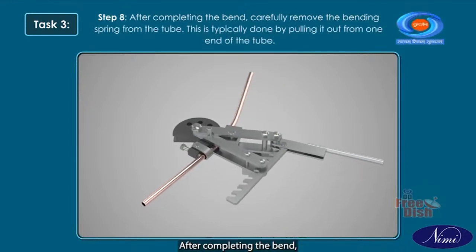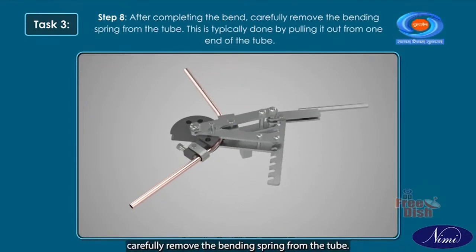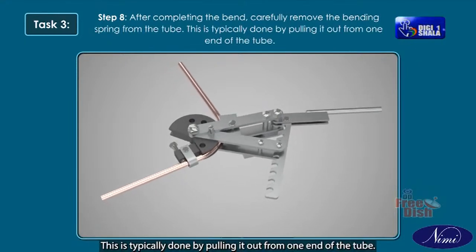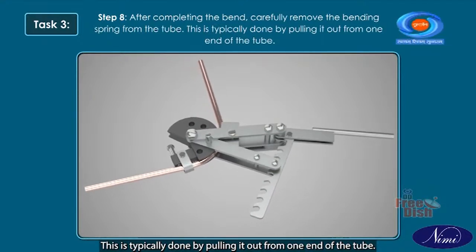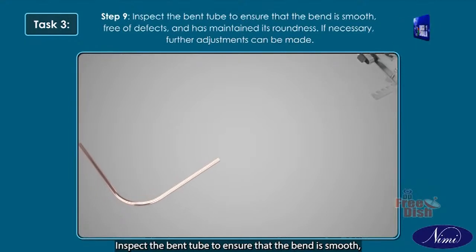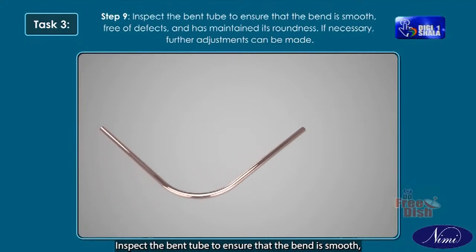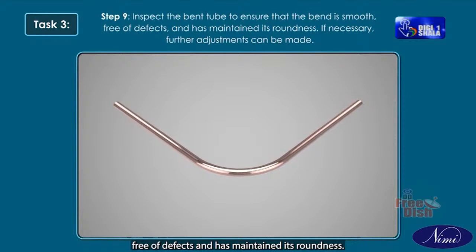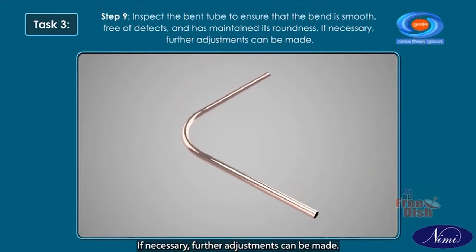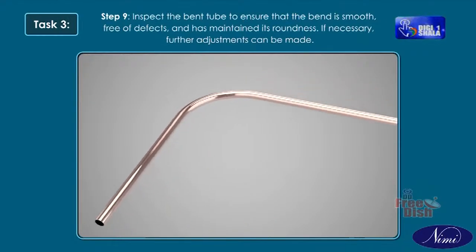Step 8. After completing the bend, carefully remove the bending spring from the tube. This is typically done by pulling it out from one end of the tube. Step 9. Inspect the bent tube to ensure that the bend is smooth, free of defects, and has maintained its roundness. If necessary, further adjustments can be made.